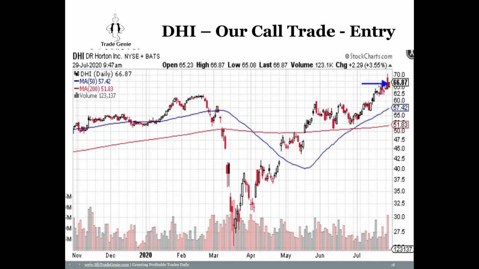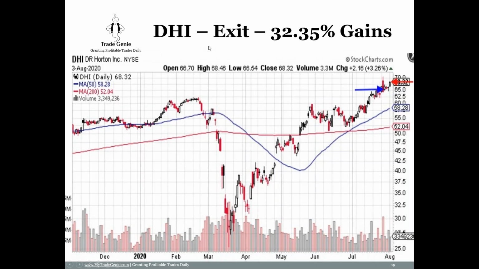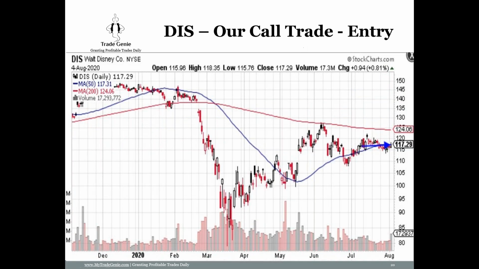We went long on this entry at 66.87 in DHI, and we closed at 68. It went up further than 68, but we locked in a 32% gain. It depends on what the market was doing, what other opportunities we have, and how many open positions we have. There are a lot of things that go into deciding whether to close or keep it, and how the stock is expected to move. If it's Apple, we're going to keep it, or Facebook. Otherwise, we close.